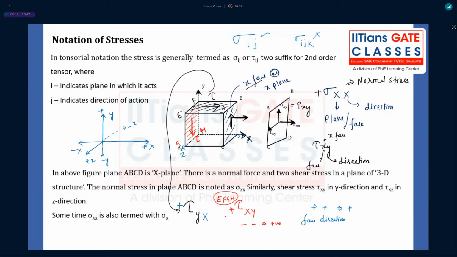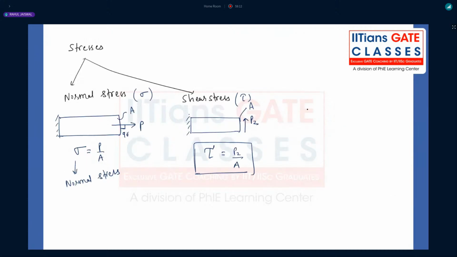Tell me, guys, whether it is clear? Negative x phase, because what is the axis passing perpendicular to this GH plane? The perpendicular axis is minus x. Getting my point, all of you? Right? Now, correct.